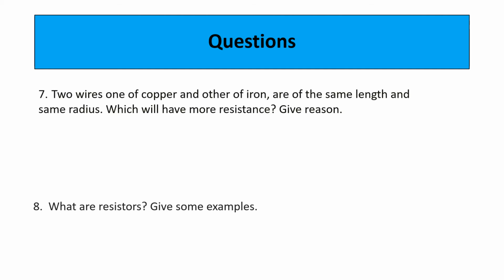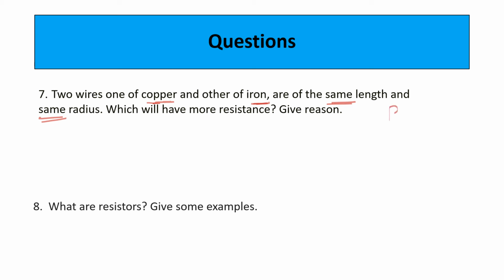Question number 7. Two wires, one of copper and other of iron, are of the same length and same radius. Which will have more resistance? Give reason. You have two wires. One wire is made up of copper and the other wire is made up of iron. Both these wires have the same length and same radius. Which will have more resistance?